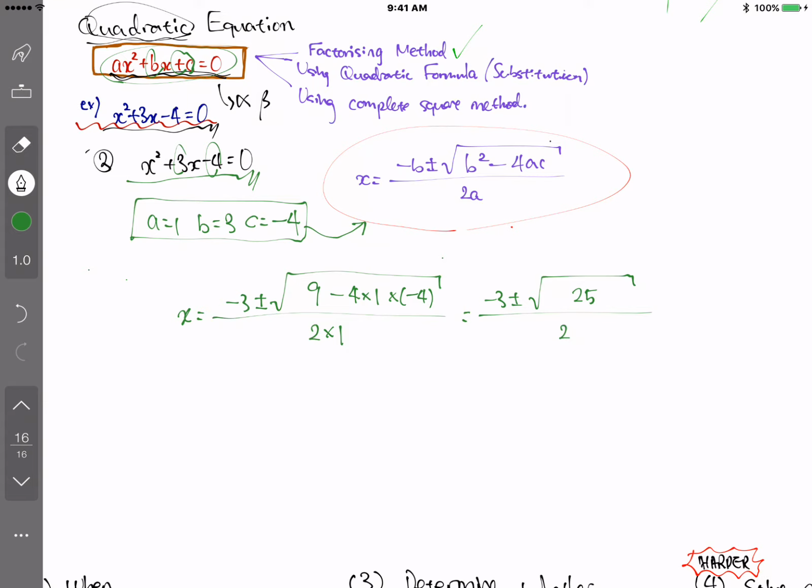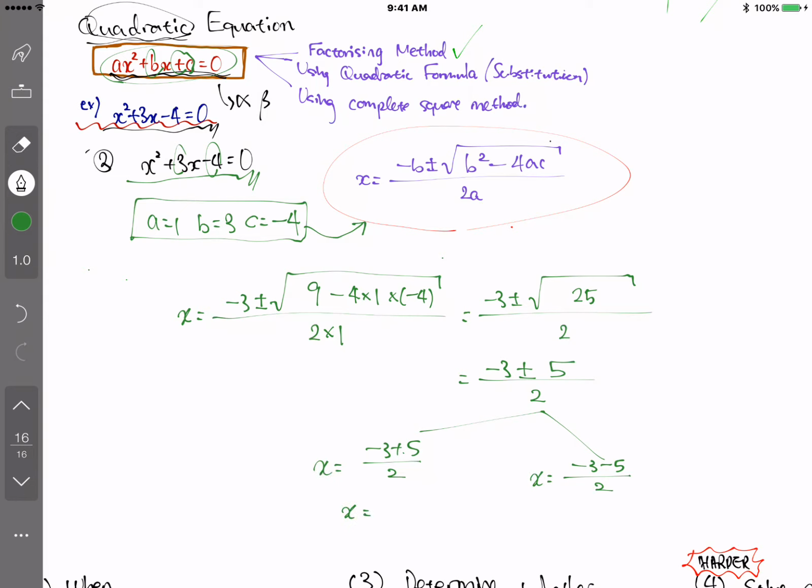And if you simplify that, root 25 is basically 5, so just turn them into 5, and it'll be looking like negative 3 plus minus 5 divided by 2. And actually we need to divide this by 2, by negative 3 plus 5 divided by 2, and negative 3 minus 5 divided by 2. And you do get these two solutions available.